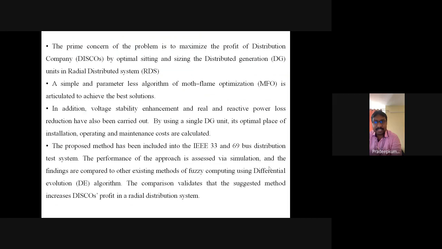Now, the proposed method has been implemented on the IEEE 33 and 69 bus distribution test systems. The performance of the approach is assessed via simulation, and the findings are compared to other existing methods like fuzzy computing as well as differential evolution algorithm. The comparison validates that the suggested method increases DISCOM profits in a radial distribution system. It is realized that the proposed MFO is one of the best meta-heuristic approaches to solve complex multi-objective nonlinear optimization problems under regulated and deregulated environment.